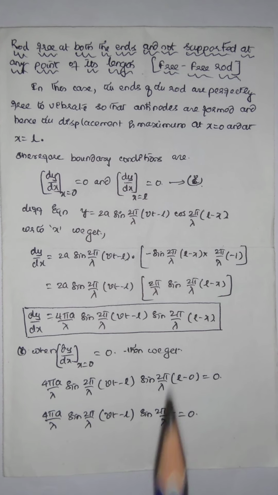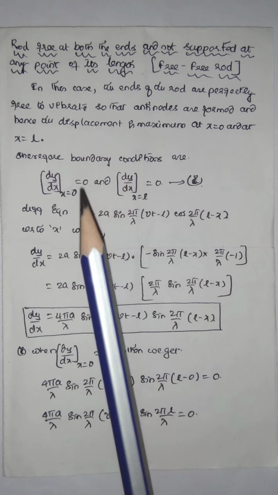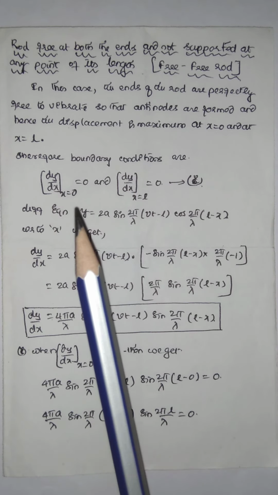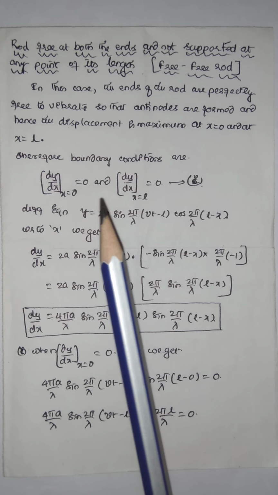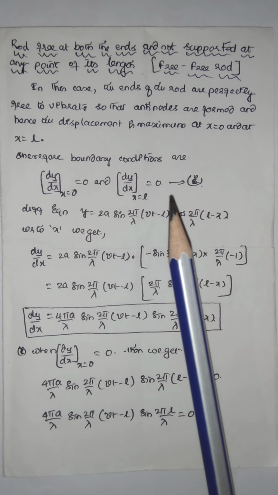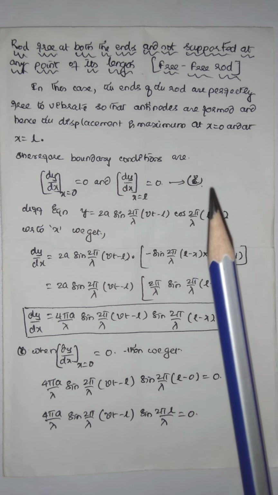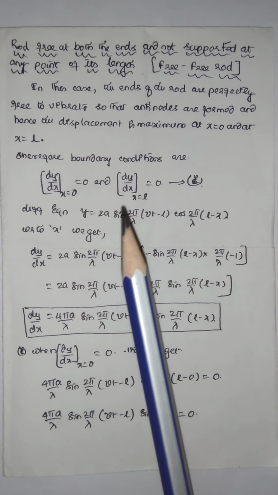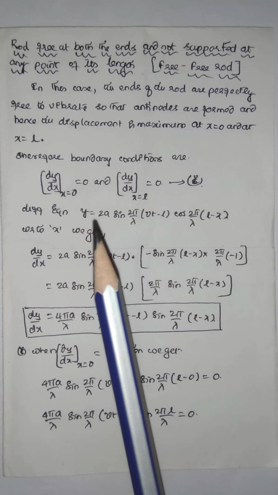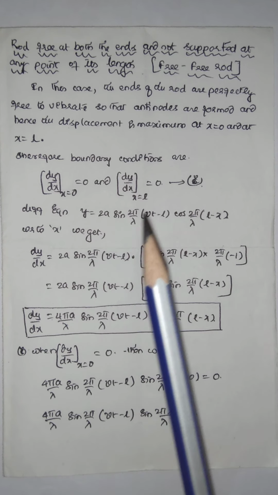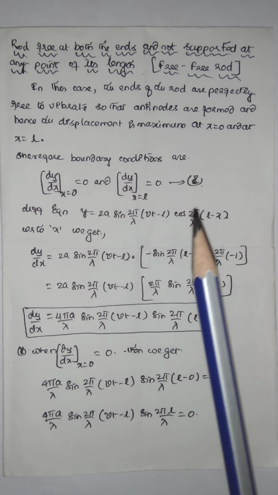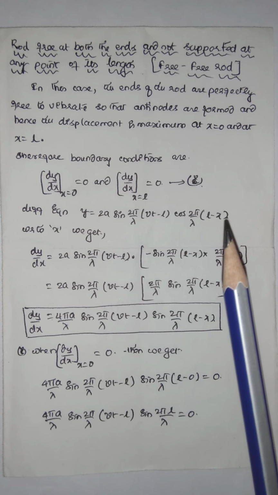Now we shall observe the boundary conditions. The boundary conditions that we use are dy by dx at x is equal to 0 is 0 and dy by dx at x is equal to L is 0. Let us call this the first expression. Now we all know that an expression for the stationary wave is given by y is equal to 2a sine 2 pi by lambda into Vt minus L into cos 2 pi by lambda into L minus x.